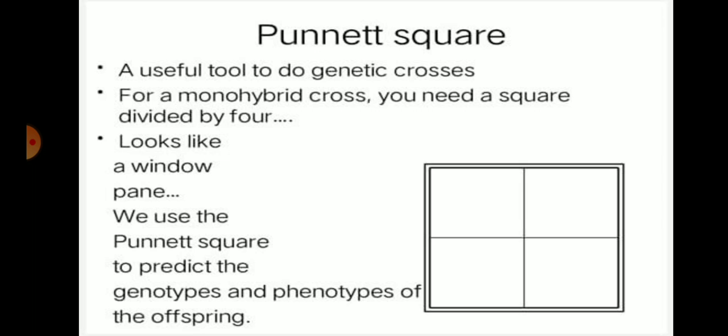For a monohybrid cross, you need a square divided into 4. It looks like a window pane, and we use the Punnett square to predict the genotype and phenotype of offspring. So for the monohybrid cross, we use the 4 squares of the Punnett square.